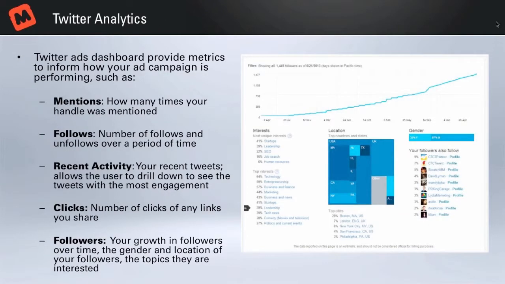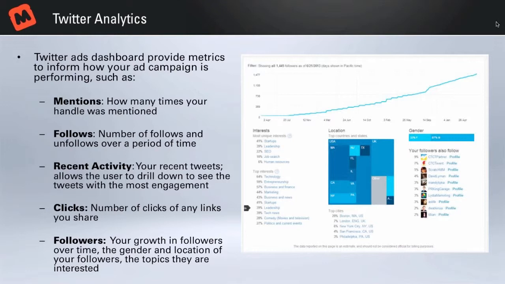So Twitter does something similar. They have some similar metrics that they follow. They track mentions, so how many times your handle was mentioned within the Twitter sphere. Number of follows and unfollows over a period of time, right? So, how many people have signed on and elected to follow you versus how many have elected to not follow you. And again, when I say you, I'm really focusing on your brand here.